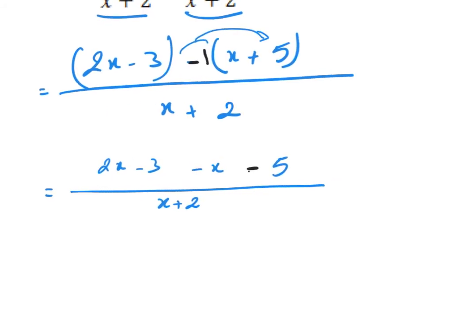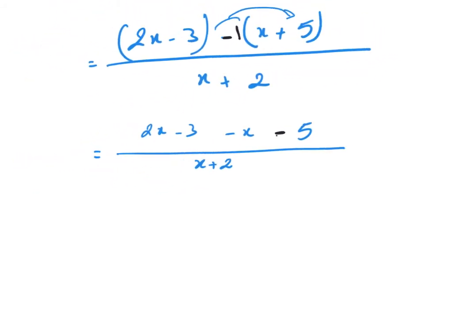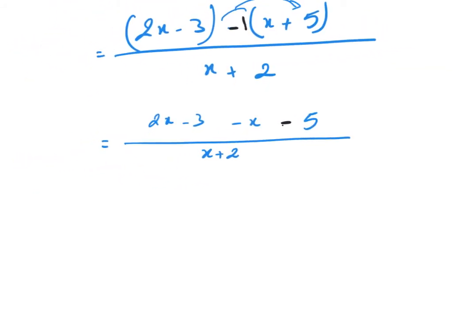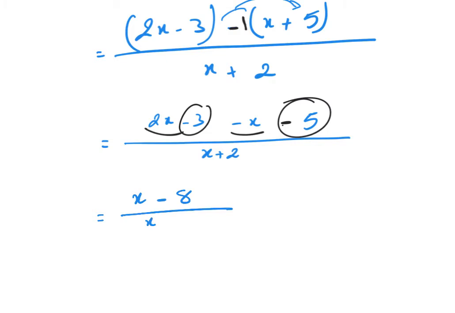And now we can just combine the like terms. So we get 2x minus x. 2x minus x will be x, right? And we get negative 3 added to negative 5, that will be negative 8. That will be negative 8 over x plus 2. That's going to be my final answer.